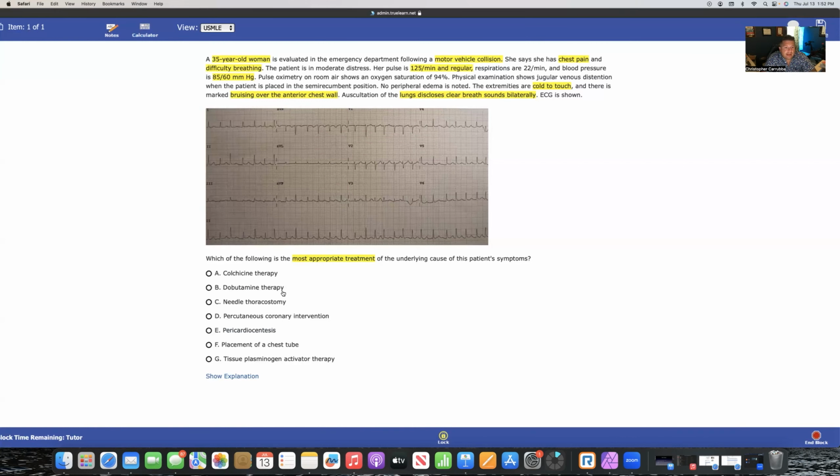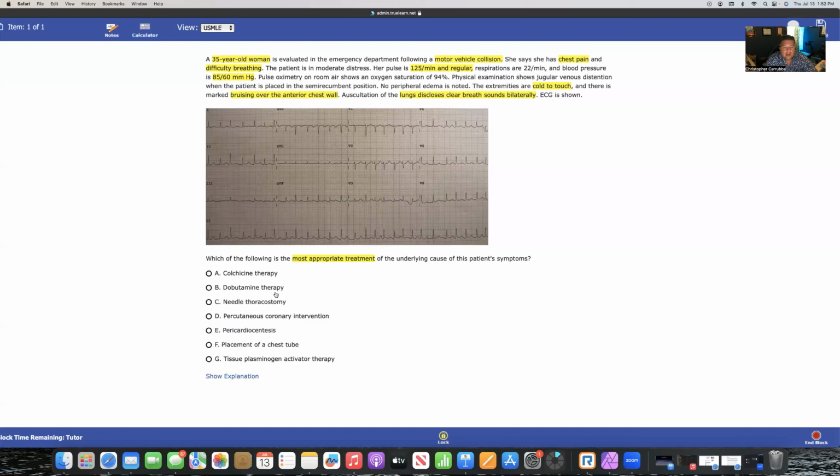Dobutamine therapy, that might be an answer that you want to keep for a minute. We know that's something that we use for cardiogenic shock sometimes. However, it's not going to be something that you would use to treat a mechanical disorder like tamponade. You could choose to leave it around until you find a better answer, but I think there's enough there to get rid of it.